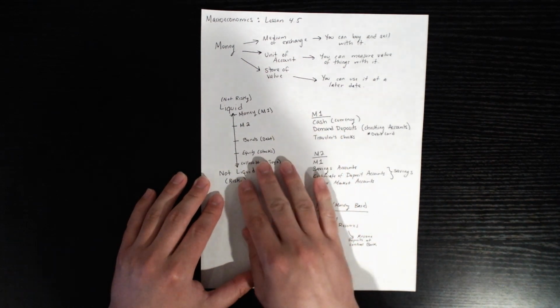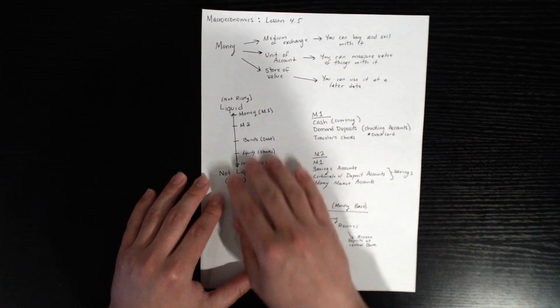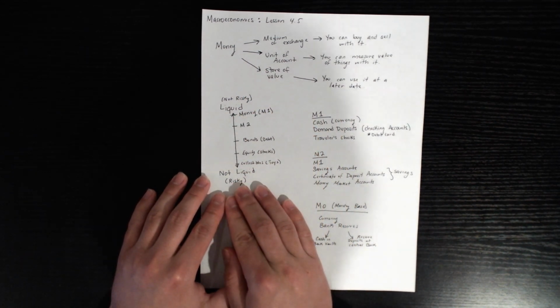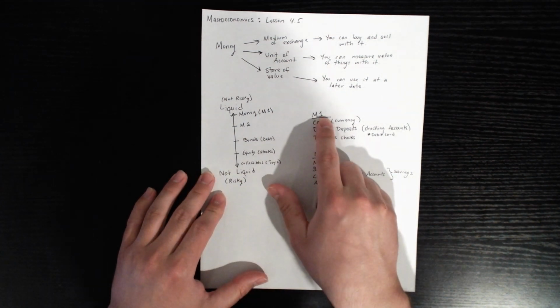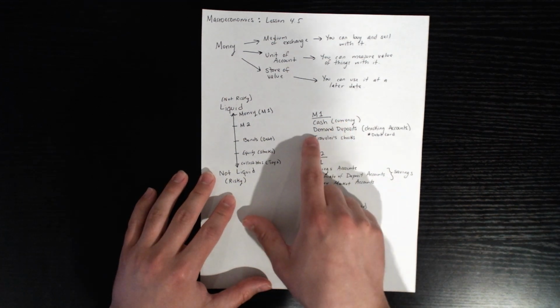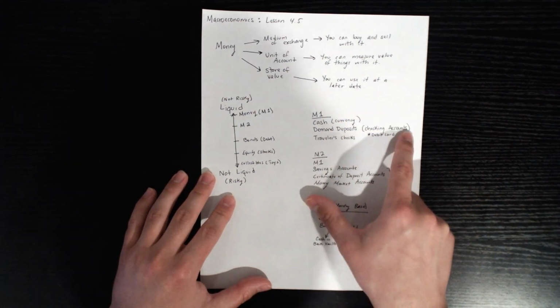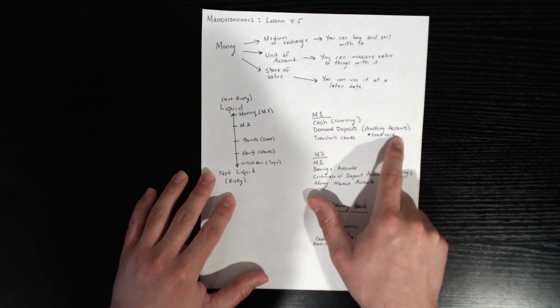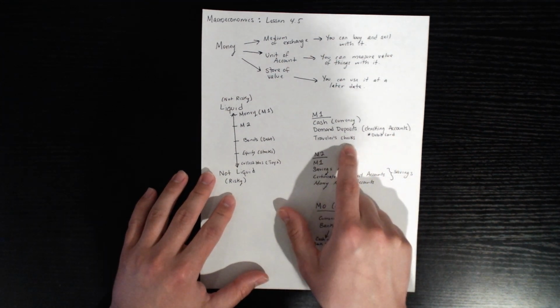So we categorize different measures of money based on their liquidity. M1 is the first measure we're going to talk about. That includes cash, which is currencies, demand deposits, like the money you have in your checking account that you use your debit card with, and traveler's checks.